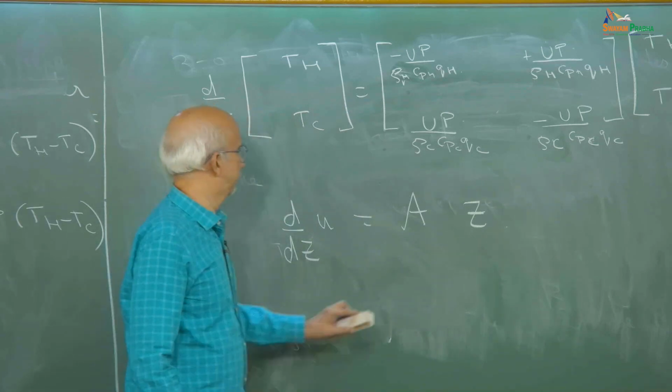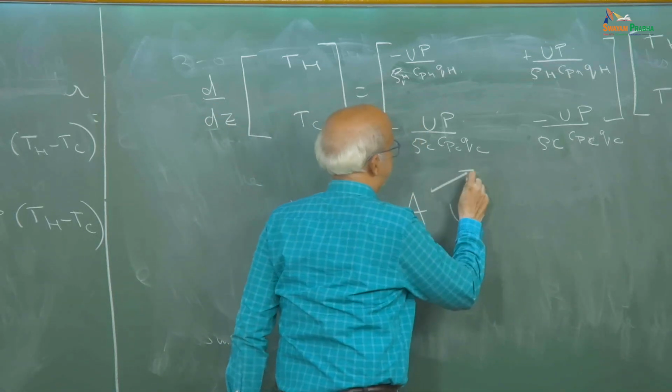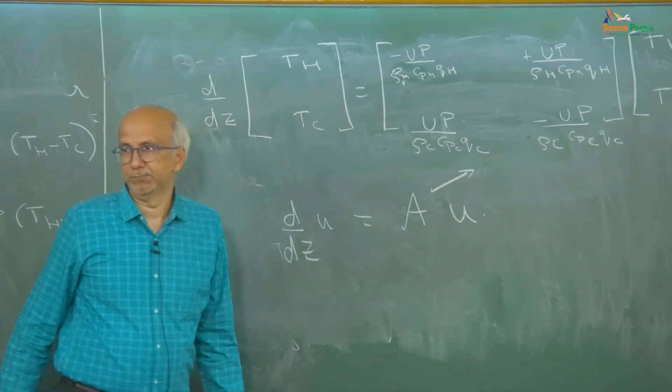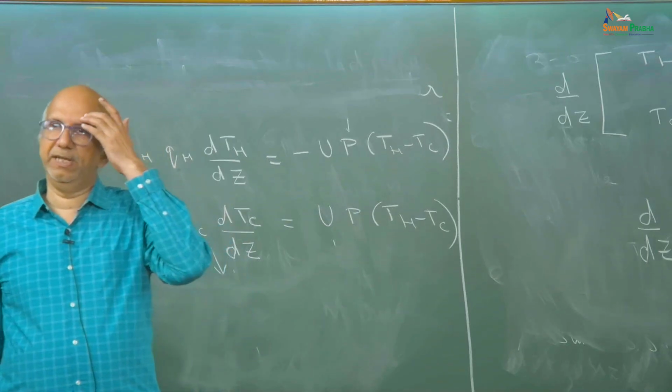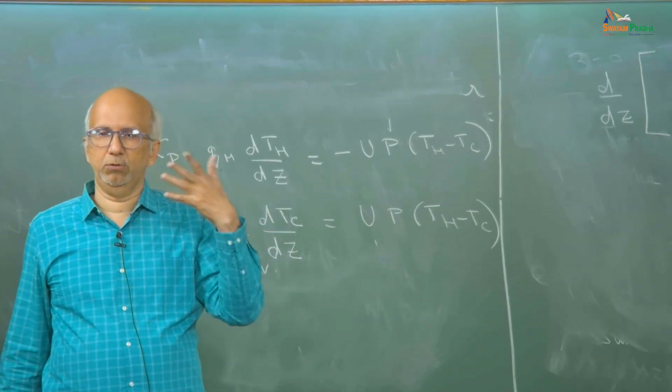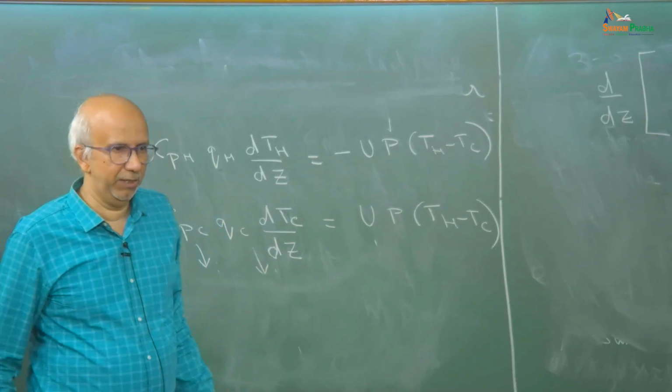Oh, A times U. A is this matrix now. Okay. So we are going to talk mainly about initial value problems. So basically we are looking at the situation where the variables are all specified at z equal to 0.